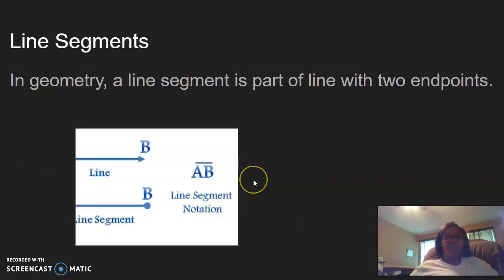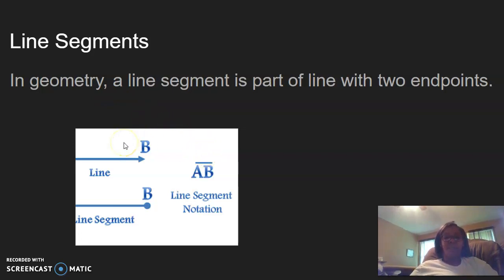All right, a line segment. In geometry, a line segment is a part of the line with two endpoints. So let's say we had a line and from one point to another, that would be a line segment. It's going to end. It's just the space that's in between one point to the next point.